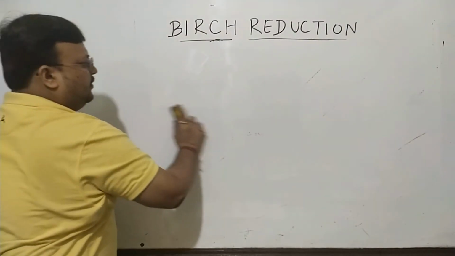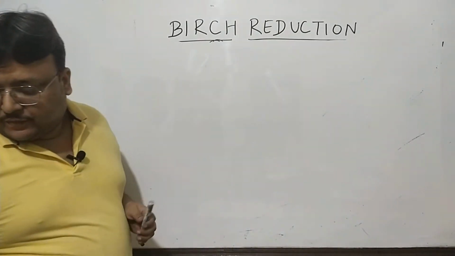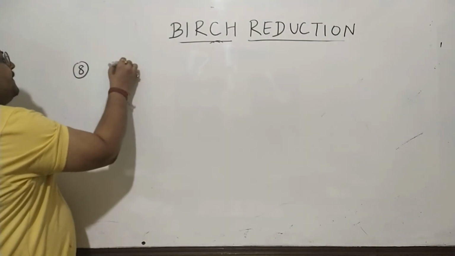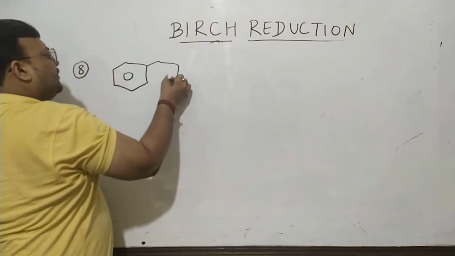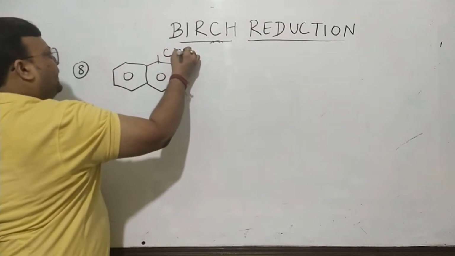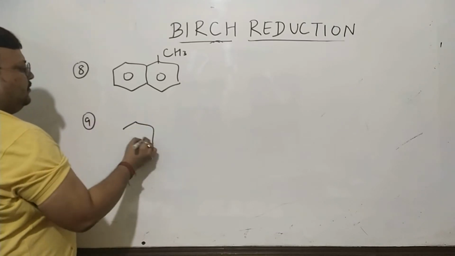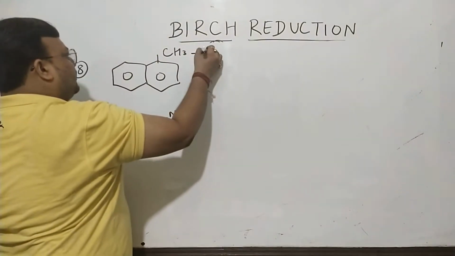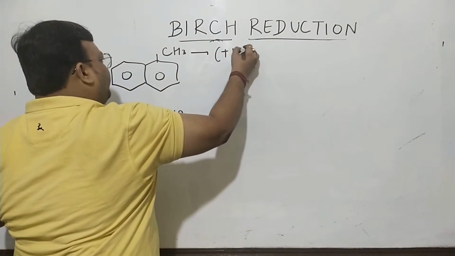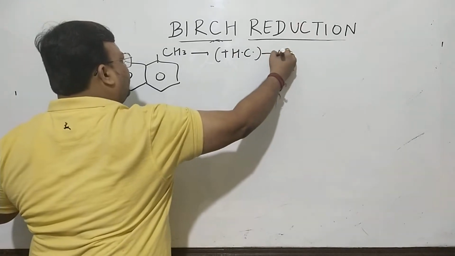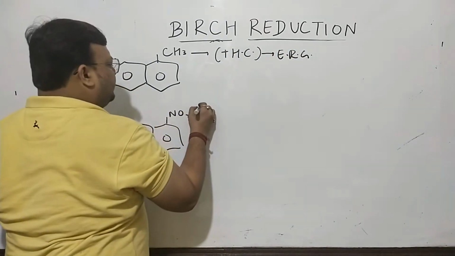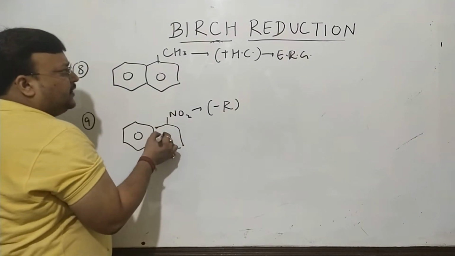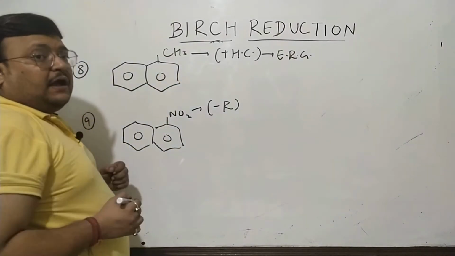Question 8, I believe, was a case where you had two rings, one having CH3 and the next one having NO2. Now, hyperconjugation is like plus R, so it is electron repelling, and this NO2 is minus R. So minus R will make this ring electron deficient. This will make this ring electron rich.